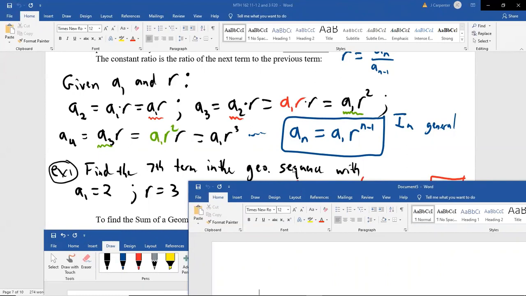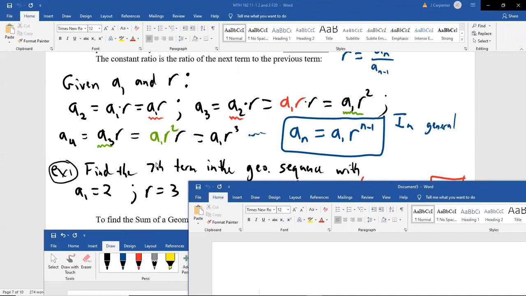All right, so find the seventh term in the sequence. Now, sure, we could find the second term by taking 2 times 3, which is 6. We could find the third term by taking 6 times 3, which is 18. We can find the next term by taking 18 times 3, which is 54. And I'm already losing track of which term I'm at in my head because I'm going really quickly.